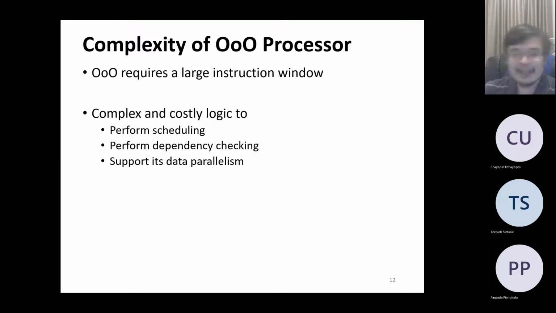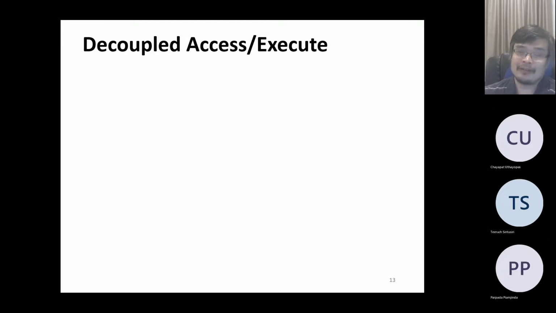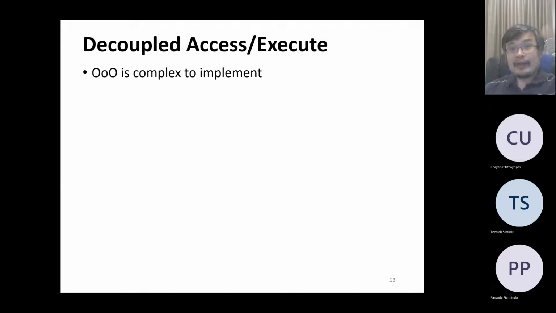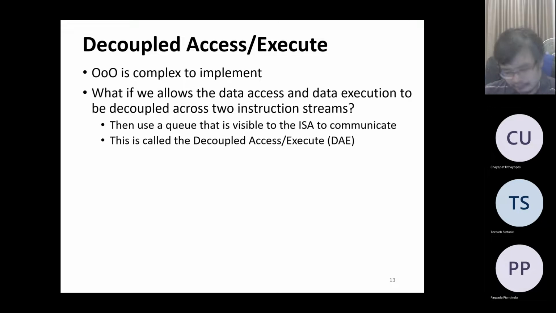So back in the day, when hardware was limited, you didn't have every single resource and small transistor to put in this logic, right? People came up with other techniques. For example, the idea called decoupled access execute tries to address this problem where out of order scheduling was too complex back in the day to implement, right? So the idea of this paper is to allow data access and data execution to be decoupled across two different instruction streams, right?